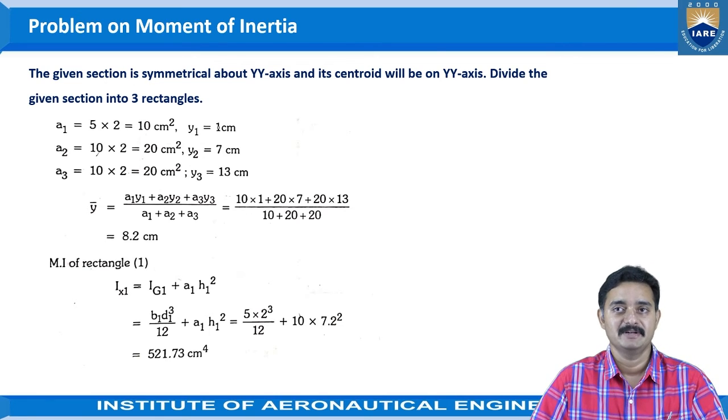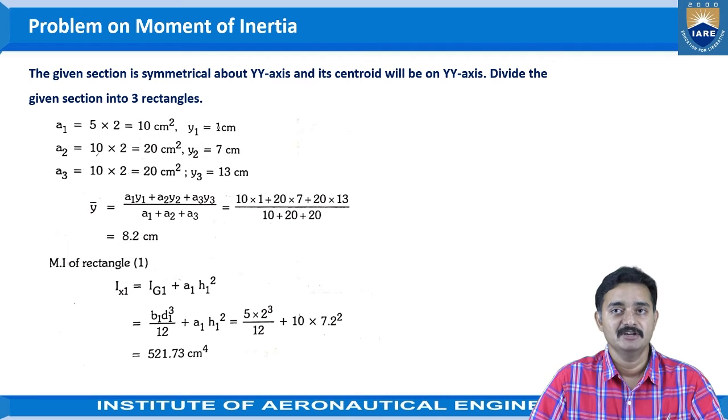So the value can be obtained as B1 D1 cube by 12, which is the moment of inertia of the rectangle with respect to the centroidal axis, plus A1 H1 square, where H1 value would be 7.2. When you simplify this equation, you will get the value of Ix1 as 521.73 centimeter power 4.